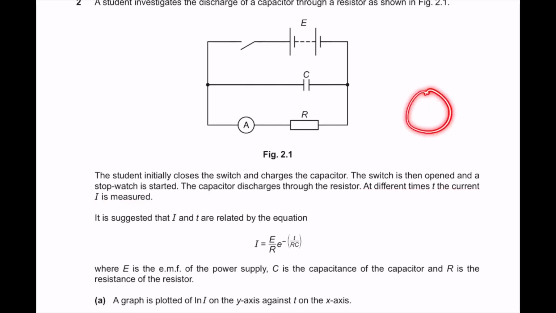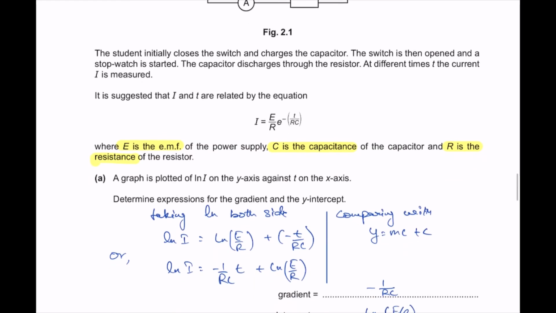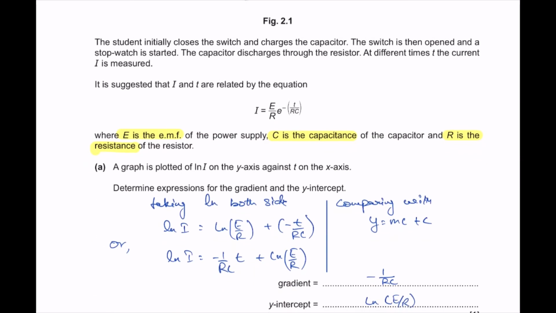With the stopwatch we are measuring the current, which is given by the relation I equals E by R, e raised to the power minus t upon RC. Here E is the EMF of the power supply, C is the capacitance of the capacitor, R is the resistance of the resistor, and t is the time. A graph is plotted of ln I on the y-axis against t on the x-axis. Determine expressions for the gradient and the y-intercept.